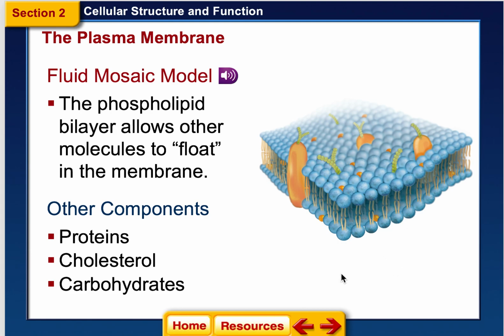So other components in this membrane are proteins, cholesterol, and some carbohydrates. These little bitty green parts that you see coming out, these are the carbohydrates, and we're getting ready to talk about these now.